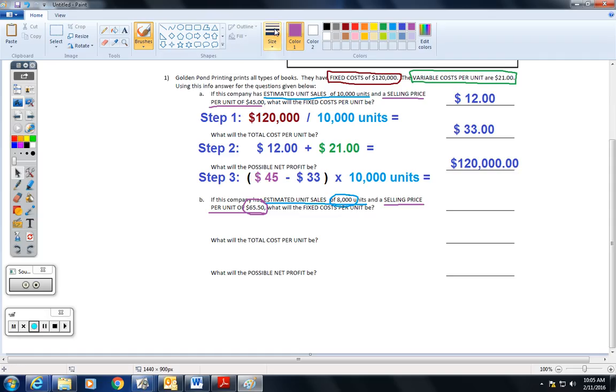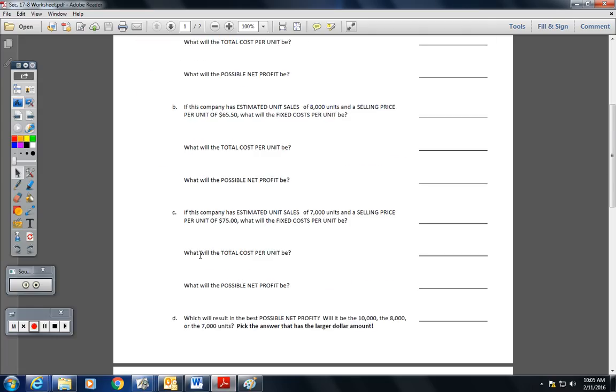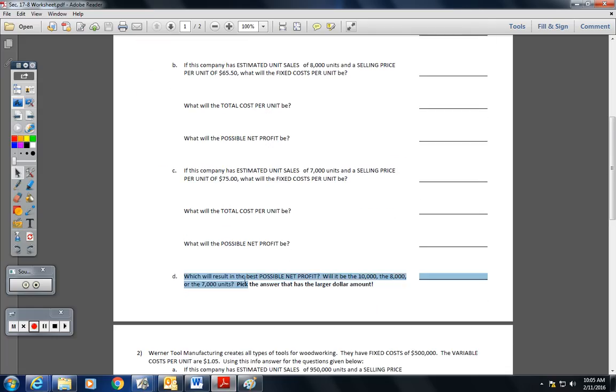Now, just in case you're wondering, for letter B, you are still going to have to use these two box numbers up here, the red and the green one. You're still going to have to use those, but now you have a new purple and a new light blue number to factor into your formulas. Okay? Now, when you're done with B, you'll do letter C, and then you have to do letter D. And if you read it, you'll notice it asks which will result in the best possible net profit.